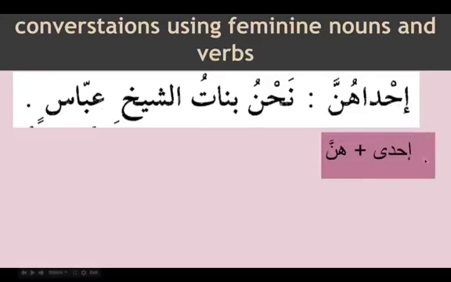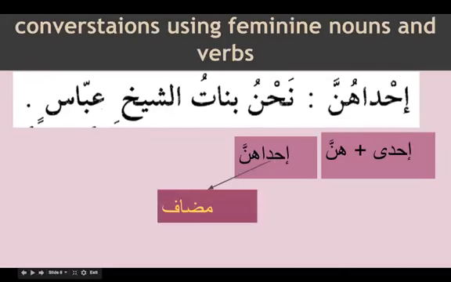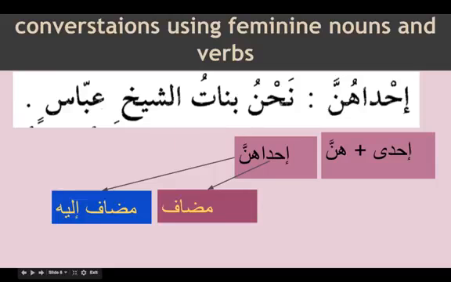So how it is written? Ihda is written with alif maksura. So we know the noun which ends alif maksura most of the time is feminine, plus a pronoun attached is ihdahunna, the alif maksura becomes a mad, and this is how it is written. Ihdahunna is mudaf and mudaf ilayhi, one of them.